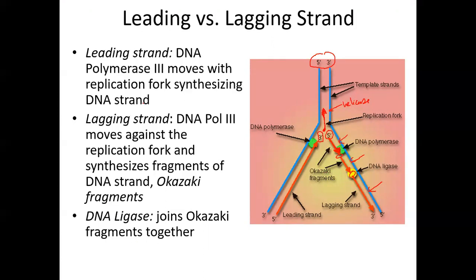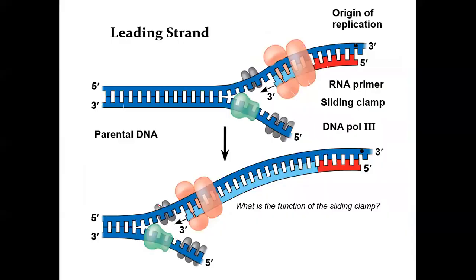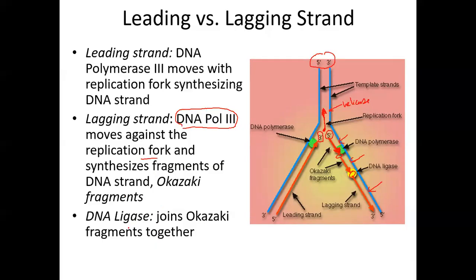Now, a few things here: in the lagging strand, DNA polymerase 3 moves against the fork. When I'm talking about the fork, I'm talking about this replication fork. And those fragments of DNA are called Okazaki fragments. Really, two things happen here. You're going to use DNA polymerase 1, and a ligase is going to seal those things together.